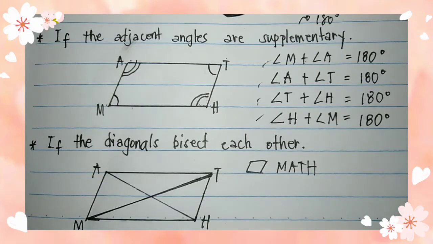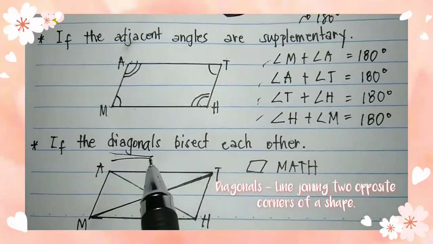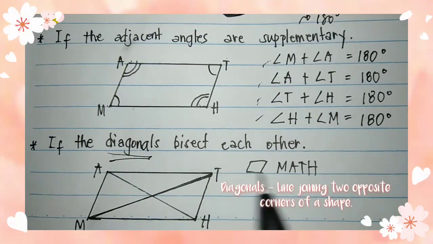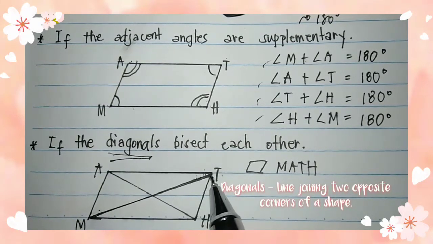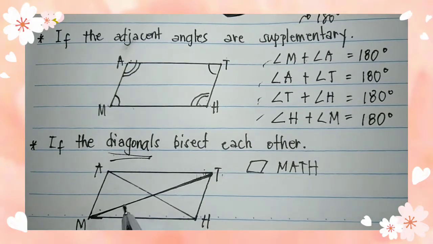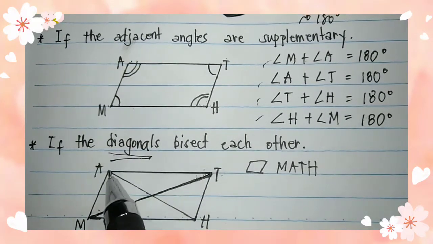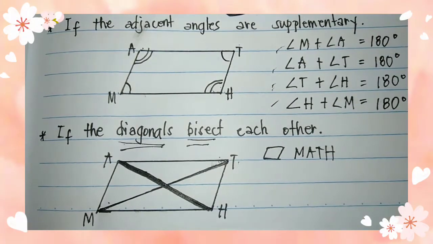Moving on to the next property, a quadrilateral is a parallelogram if the diagonals bisect each other. So when we say diagonals, it is a line joining two opposite corners of a shape. Yan o, two opposite corners. So, diba sila ay opposite, right? So, ito yung tinatawag nating diagonals. Ayan. Okay? And kapag naman sinabi nating bisect, it divides something into two equal parts.